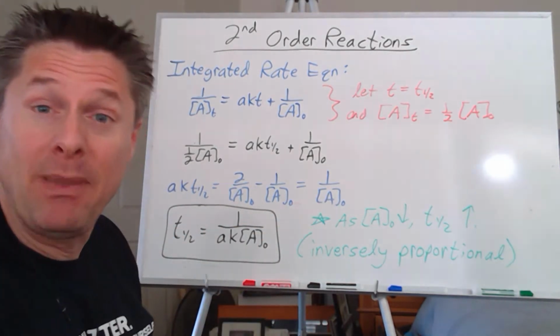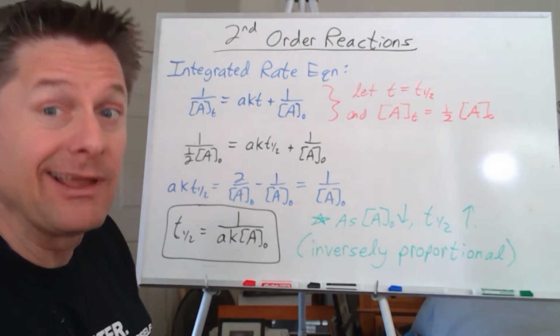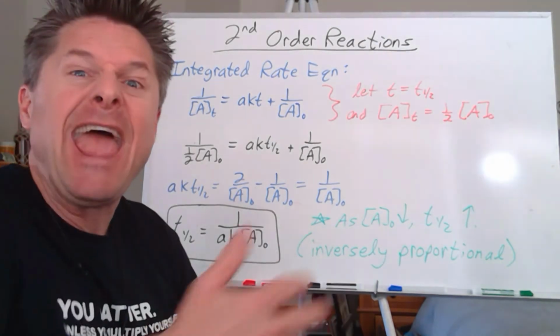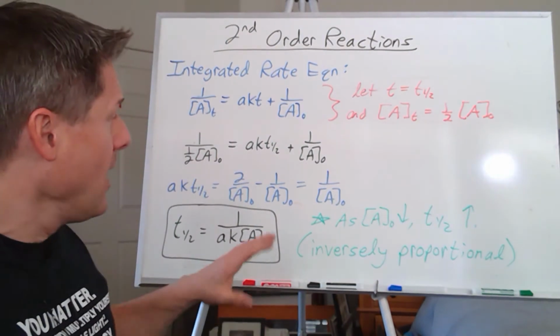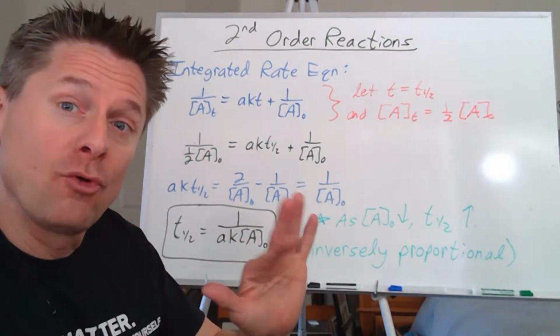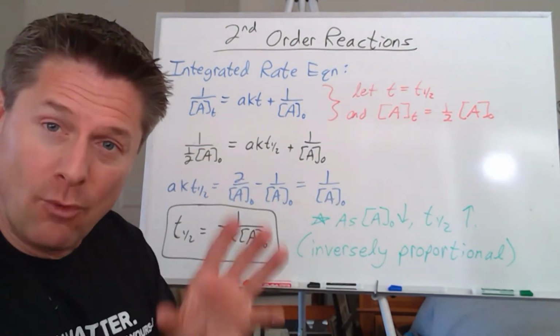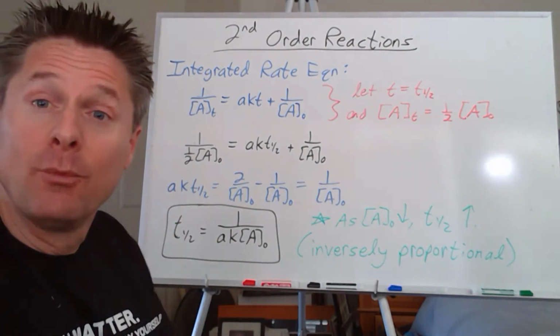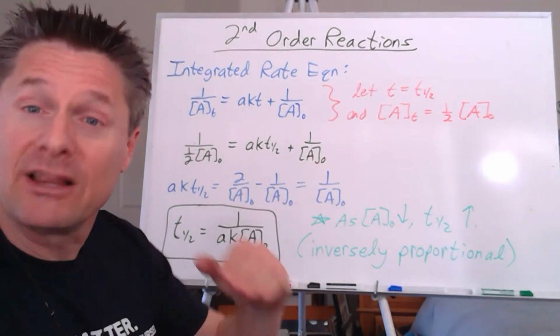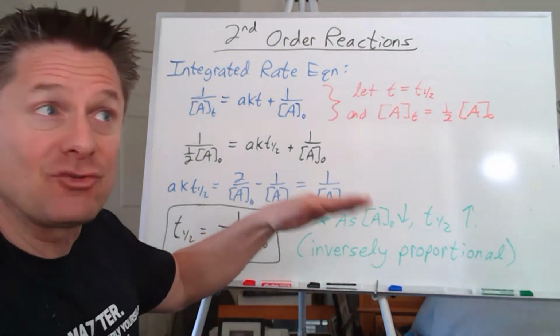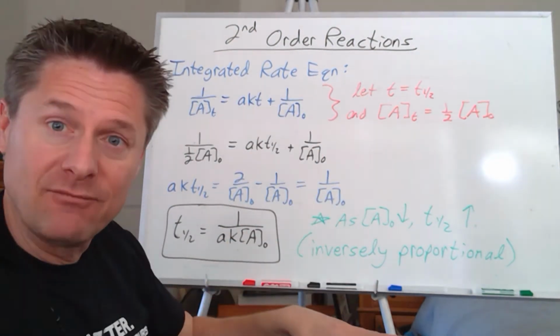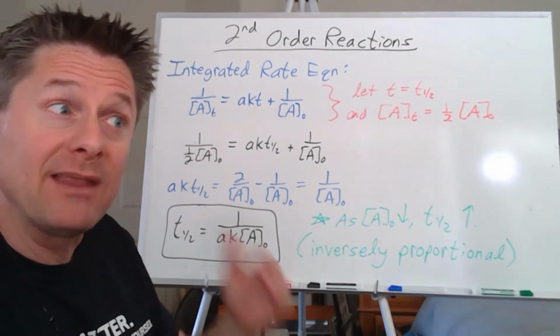So it's not independent like first order. First order is the lucky one. It's independent of the concentration and easy to spot on a graph like we did last time, a plot. But this is different. Zero, first, and second order are all different. Remember, in a zero order reaction, A naught was in the numerator, so it was directly proportional to the half-life. So as the concentration decreases over time, the half-life decreases. First order, it was independent, so half-life's constant.